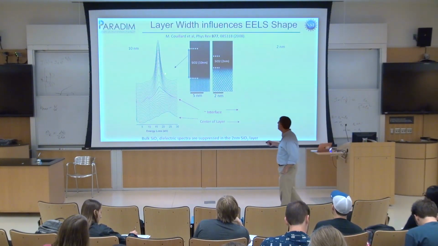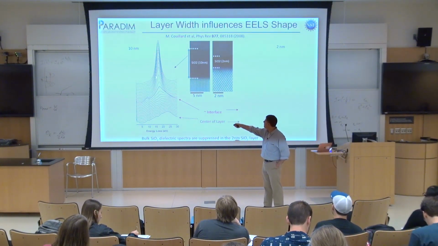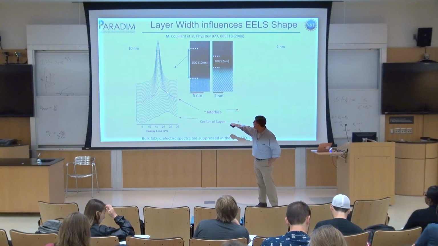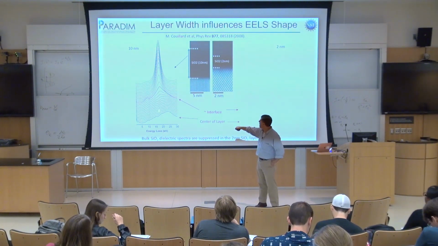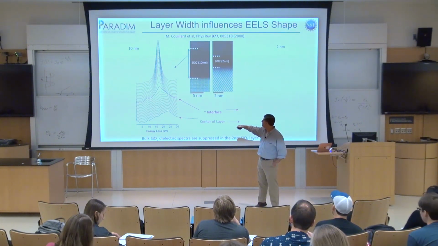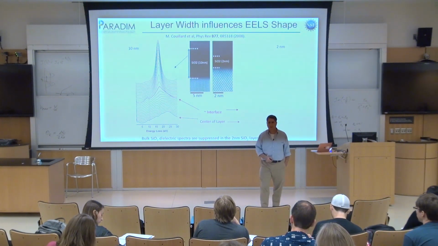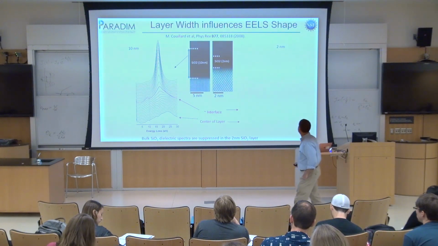Here in the 10 nanometer thick film, there's the silicon plasmon. Over here is the SiO2 plasmon. It shows up nicely. It's a little bit fuzzy at the interface what's going on there. But here, exactly halfway in the middle of the layer, center of the layer, is a nice SiO2 plasmon. Life is good at 10 nanometers.